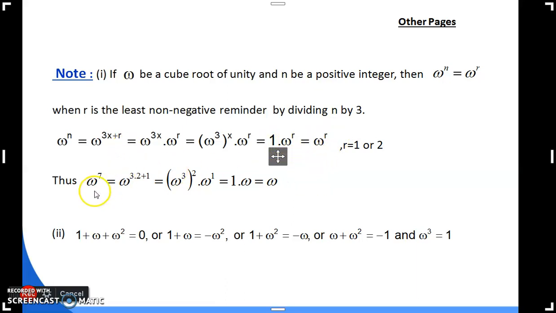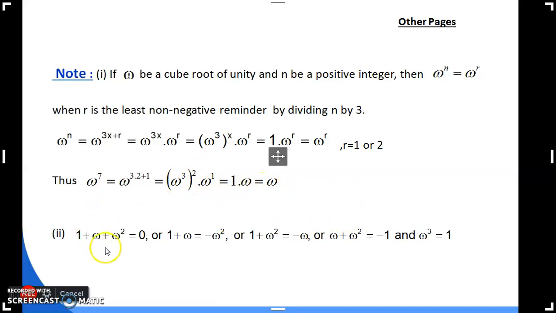Fine. Then come to one example, omega to the power 7, suppose. So 7 can be written as 3 into 2, that is 6, plus 1. So omega to the power 3 into 2 can be written as omega cube whole to the power 2, into omega to the power 1. That equals, omega cube is 1, so 1 square is again 1, into omega, that equals omega.